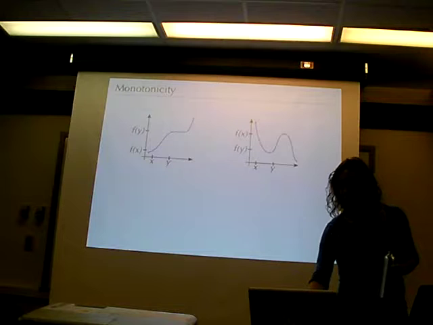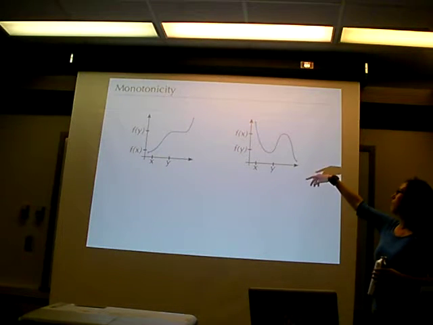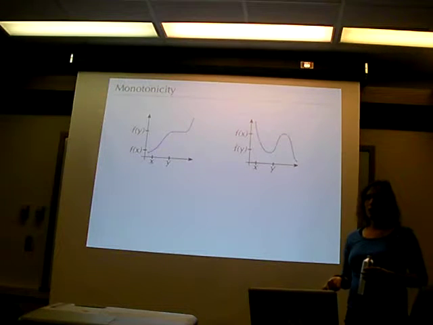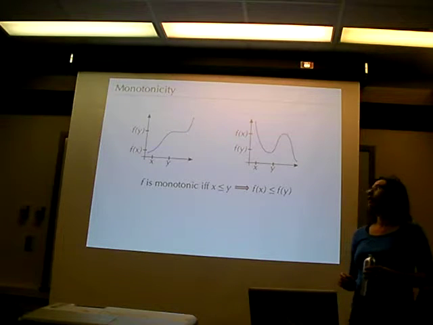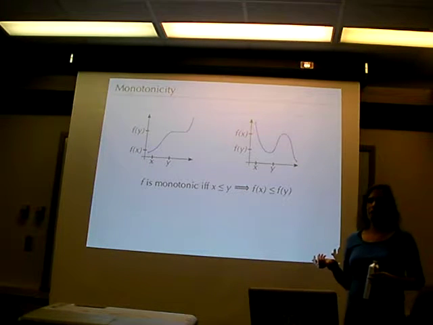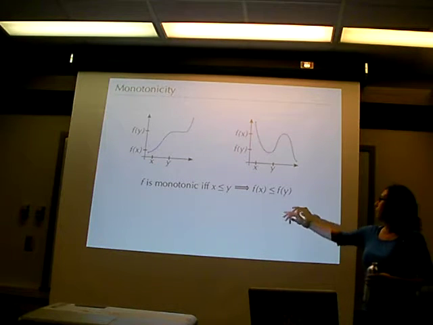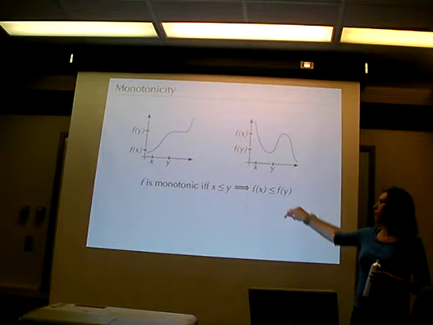And that's not the case for the one on the right, where we picked an x that was less than y, but f of x and f of y are the other way around. So more generally, we can say that a monotonic function is one that preserves an order. So we say that a function f is monotonic with respect to an ordering if it's the case that if x is less than or equal to y under that ordering, then f of x is less than or equal to f of y.